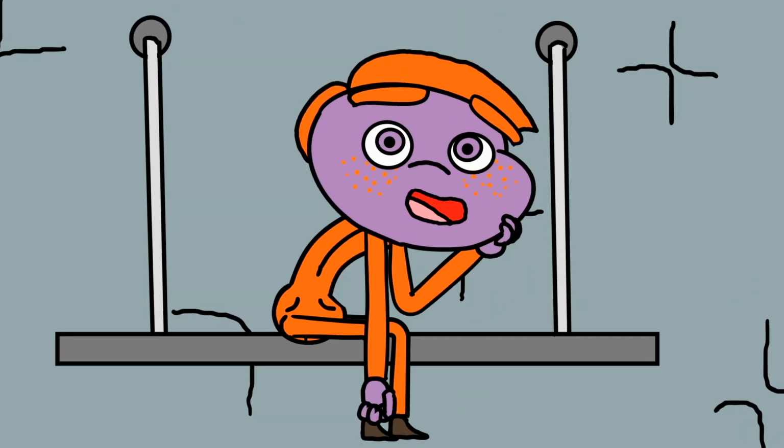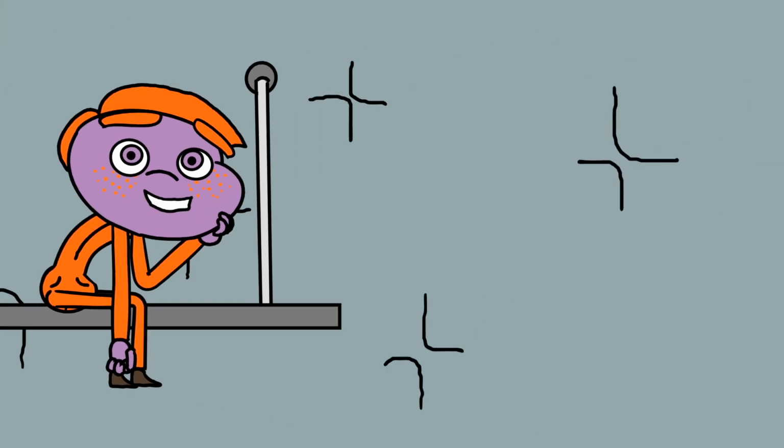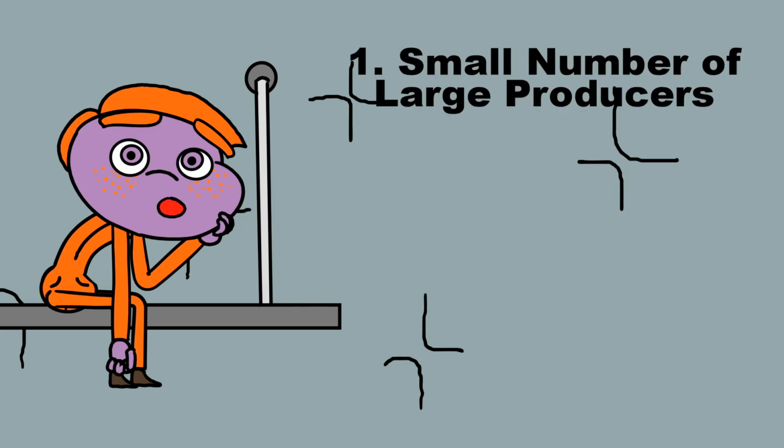Well now, we're on to the last form of market structure. Now, this one is called an oligopoly. It has a few major characteristics. Number one, a small number of large producers. This means that in the market there aren't too many producers, but they have a large amount of market power or market share.